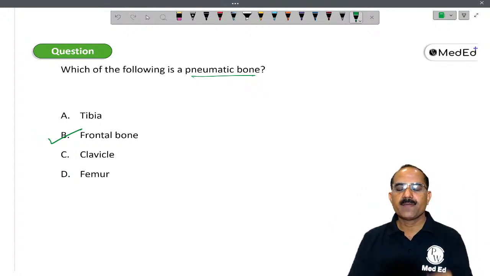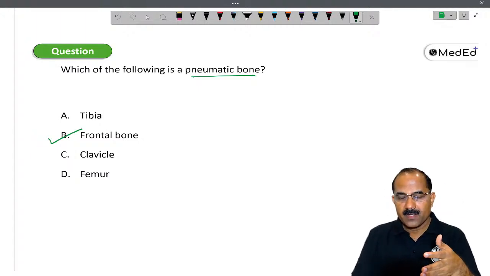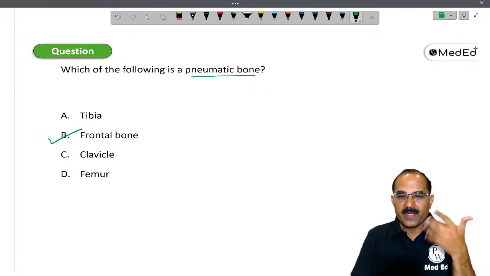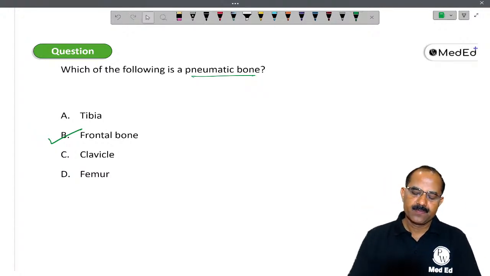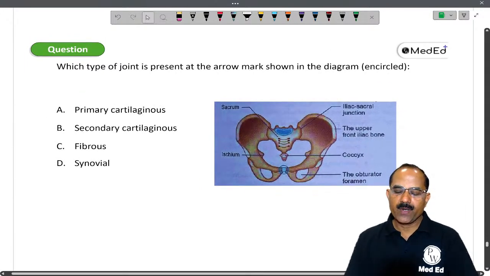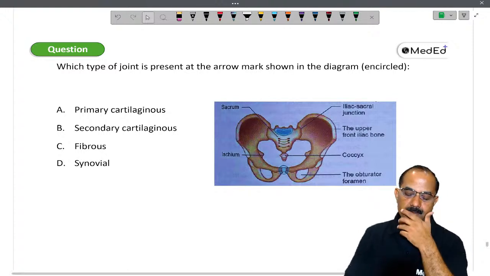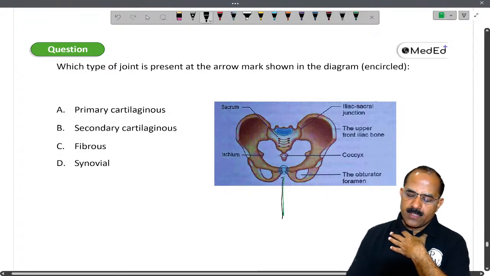So frontal bone है. They reduce the weight. Second, they act as air conditioners. They humidify the air, and they help in resonance of the voice. ठीक है? Answer this. Which type of joint is present at the arrow mark in the diagram? This. What is this joint? बोल सकते हो? What is the name of this joint?